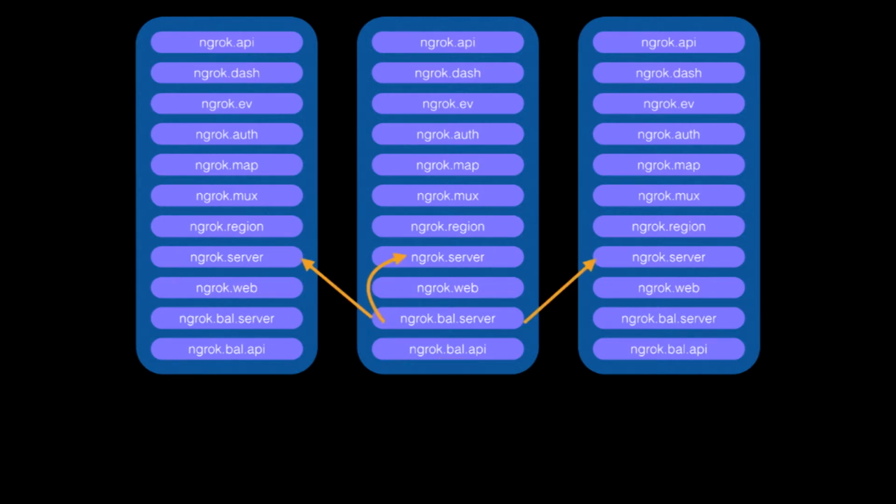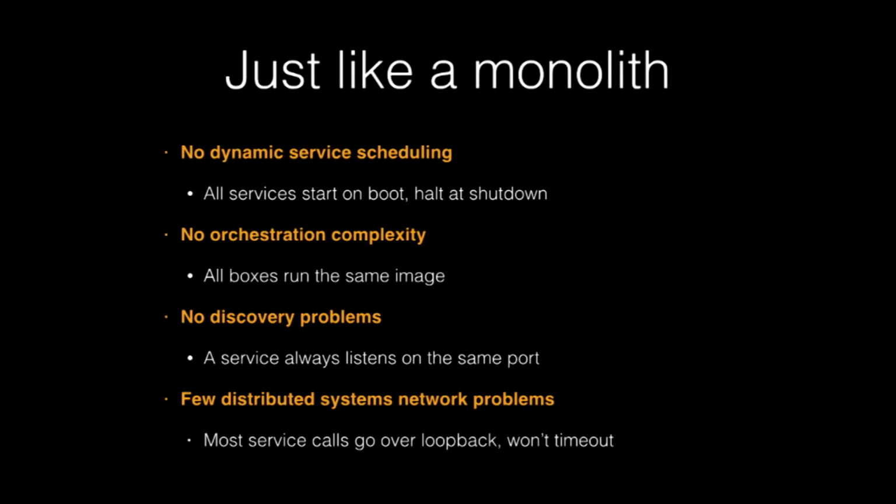And there are, of course, exceptions. The exceptions being sometimes you do actually have to communicate across boxes. And so there are some services, the balancer services, notably in ngrok's case, that will actually farm requests out to different boxes' connections. And so in many ways, this pattern is just like a monolith.